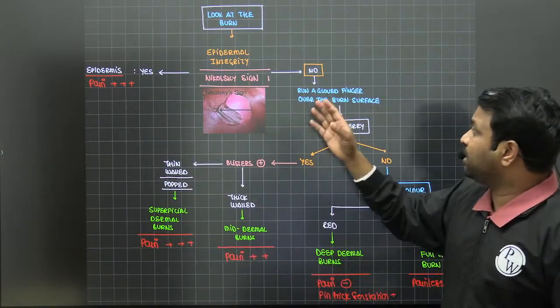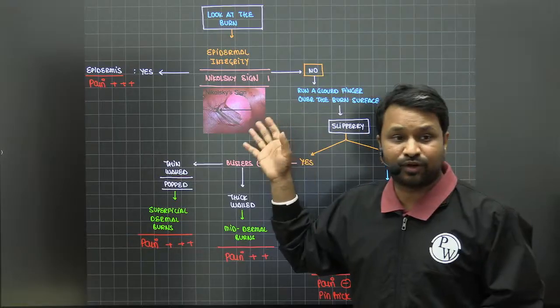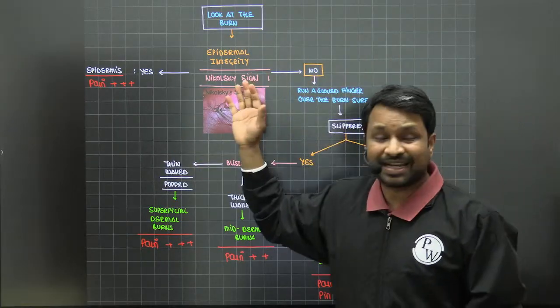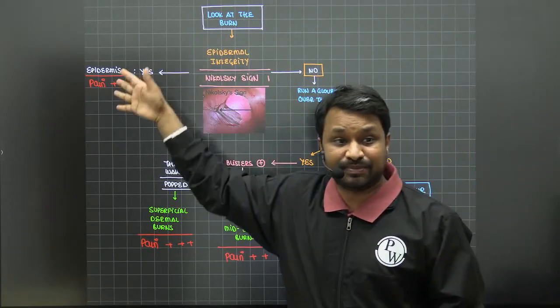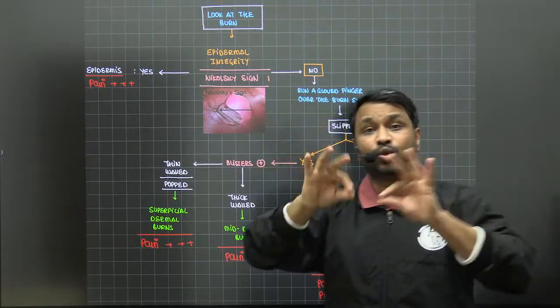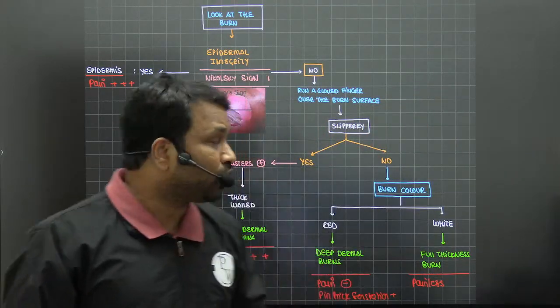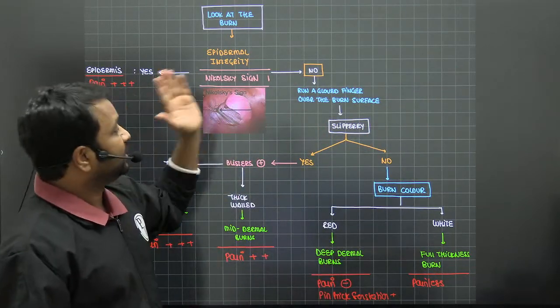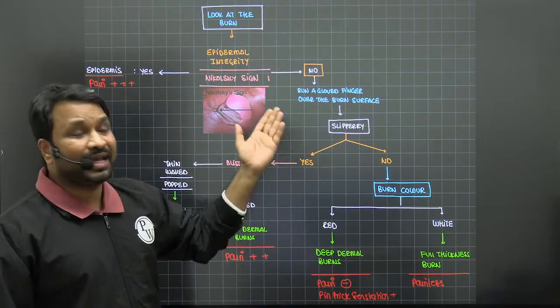And if there is no epidermal integrity, you have to judge the further components. But if the Nikolsky sign is negative, that means the epidermal integrity is maintained. That means the depth of the burn is limited to the epidermis. It has not gone any further. If the epidermal integrity is lost, I will examine the burn wound.